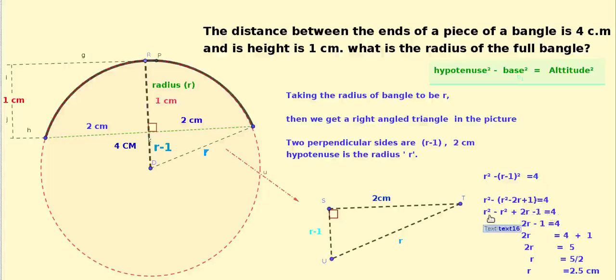What is r square minus r square? 0. So the remaining is 2r minus 1 is equal to 4. 2r is equal to 4 plus 1, 2r is equal to 5, r is equal to 5 by 2, half of 5, that is 2.5 centimeter. So the radius of the full bangle is 2.5 centimeter. Okay, thank you.